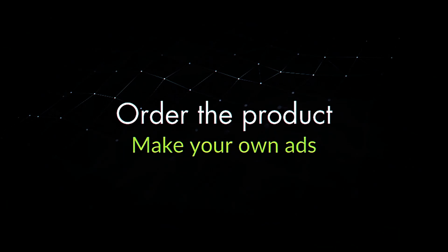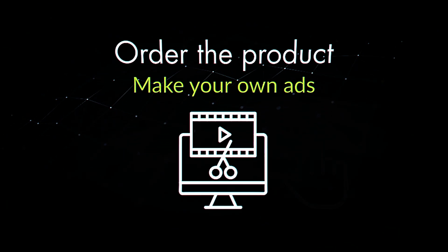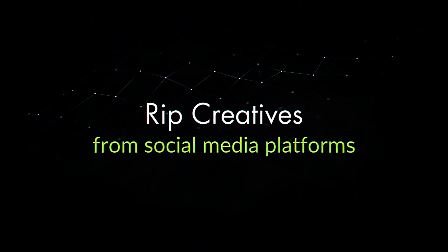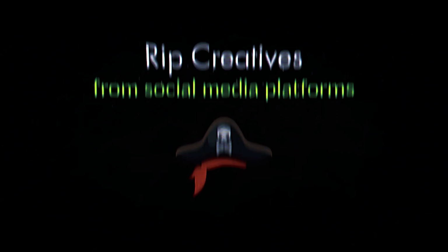First and most obvious, you can order the product and make your own ads, edit your own ads, and run your own ads. The only issue is that then you need to learn how to film, edit, and even wait for your product to ship to your house before you can even start getting sales. The second way is where you rip creatives from social media platforms. You can go on TikTok or Instagram Reels and find existing content of your product and either download the video and run it, or edit them together and run them as well.